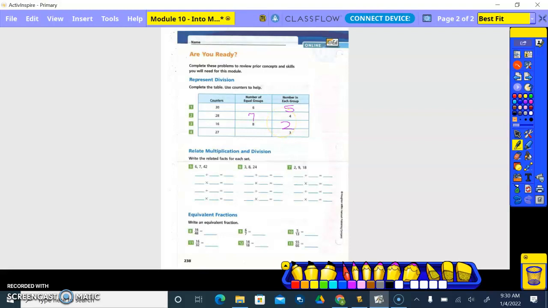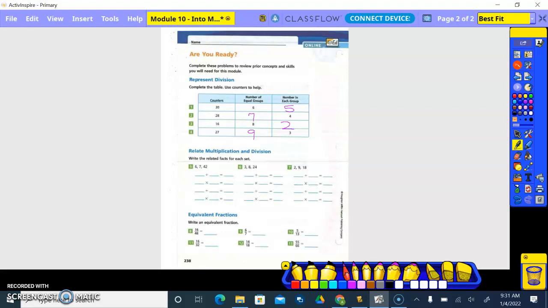7. Okay. We have 16 counters, 8 equal groups. How many in each group? 2. Okay, because we're using fact families, right? Okay. 27. We have 3 in each group. How many groups do we have? 9. Okay.